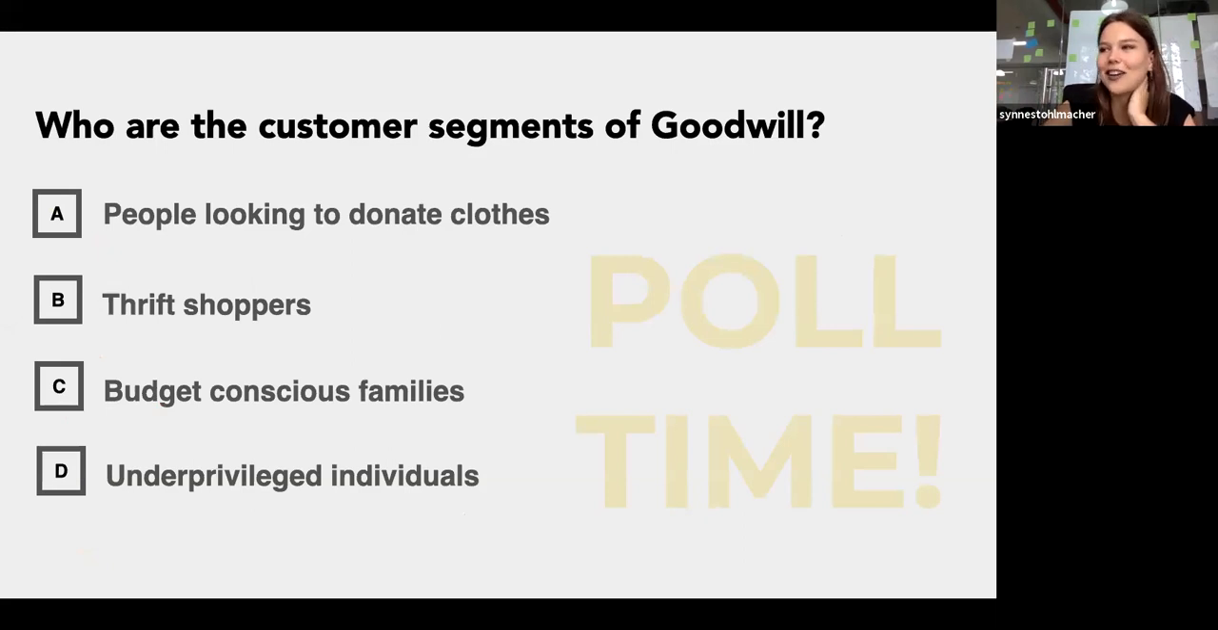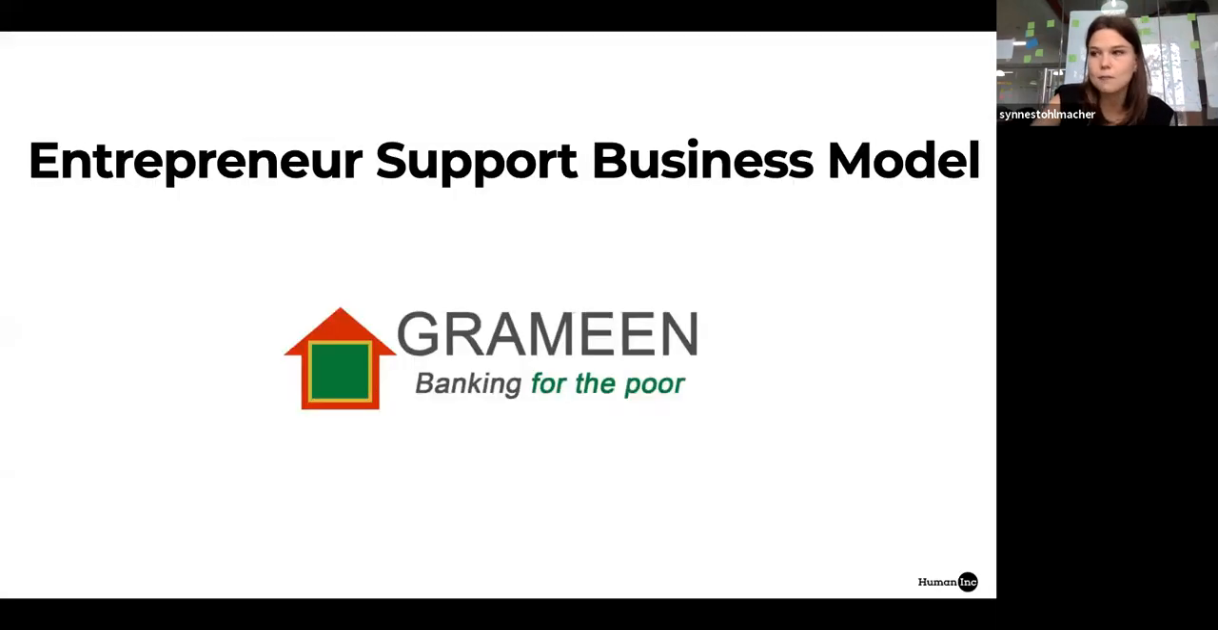You guys have already figured out my trick questions. Yes, correct. It's all of the above. So it's both. The top 2 are really about the people who are not underprivileged, the privileged people who want to donate and also want to thrift. Then we have the groups that they're trying to serve, which are typically budget-conscious families and underprivileged individuals.